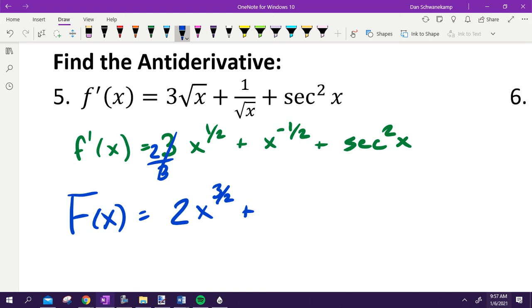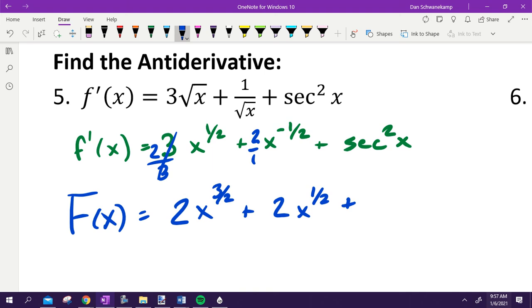We're adding 1 to our exponent. So if we're adding 1 to the exponent, Aiden H, what's my new exponent going to be? 1/2, because he's adding 1 to negative 1/2. So it becomes a positive 1/2. Then you are dividing by your new exponent. So what's your leading coefficient going to be? 2, because he's multiplying by the reciprocal. So it's like multiplying by 2 over 1. 2x to 1/2. And then we get secant squared.